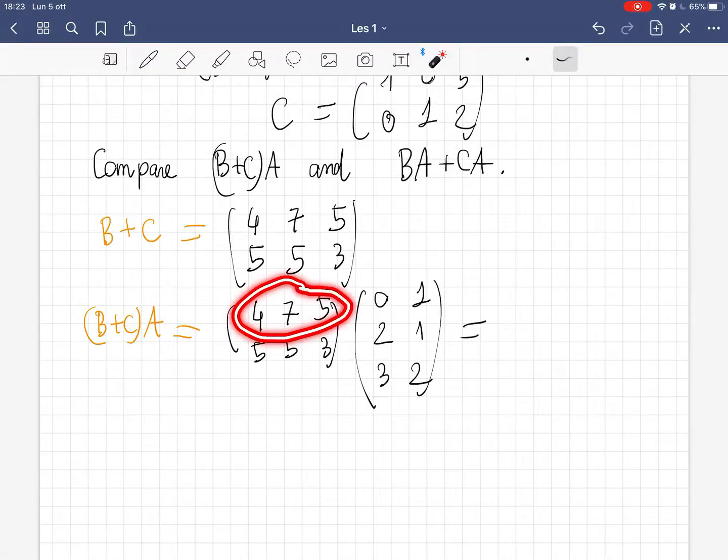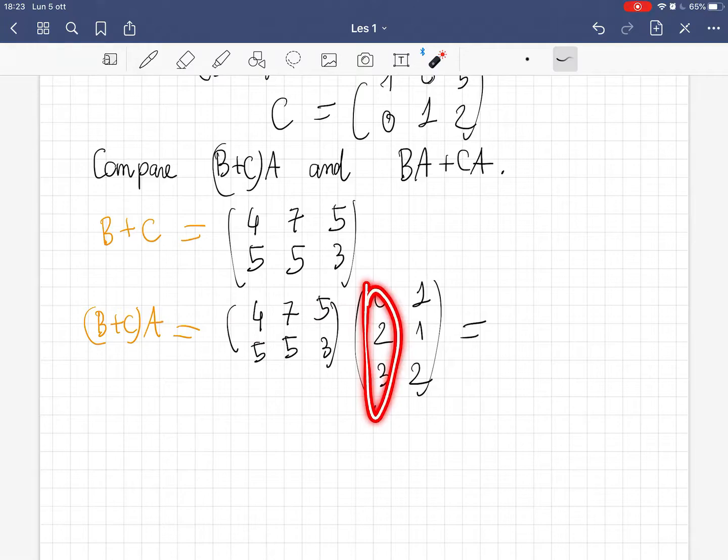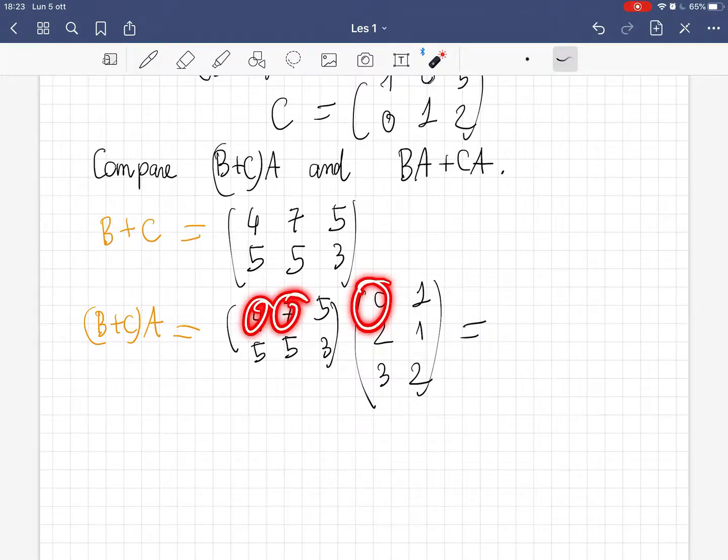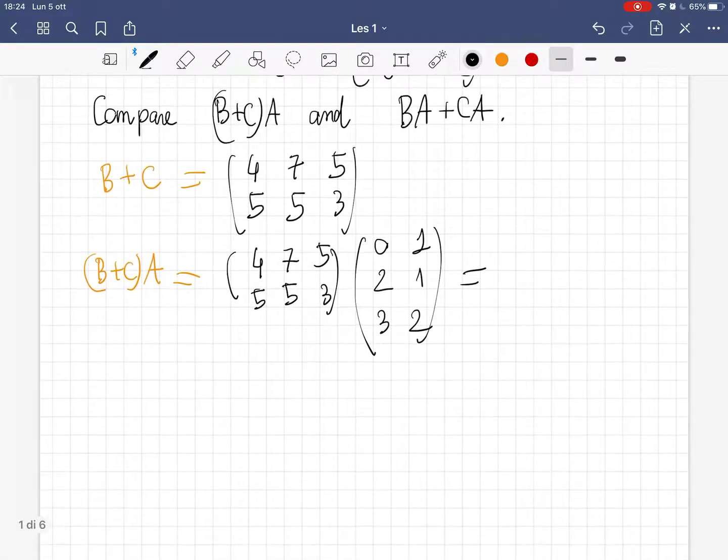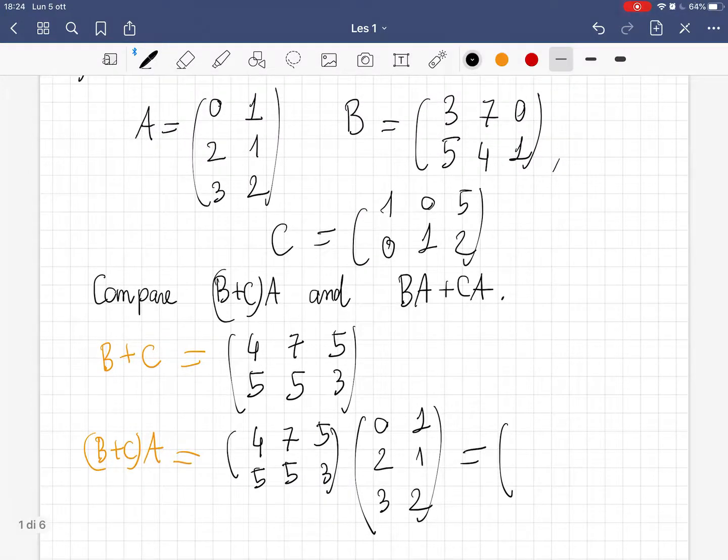Okay, so you know how to multiply matrices. You take every row with every column, and then you do like 4 times 0 plus 7 times 2 plus 5 times 3. So let's do this. And this is for the first entry here.